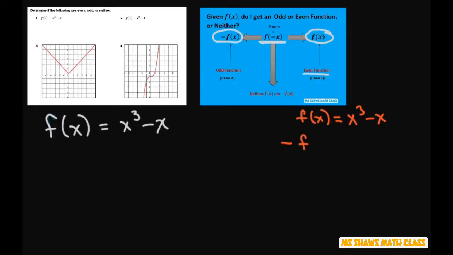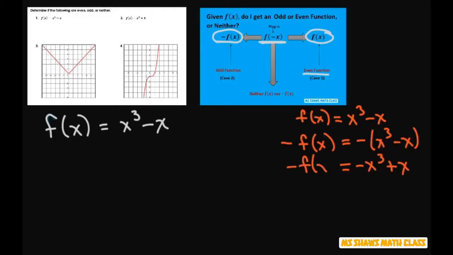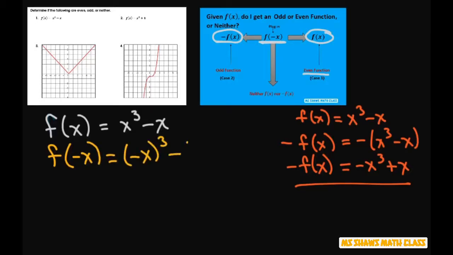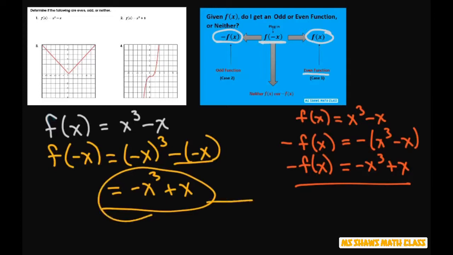So negative f of x equals negative x cubed minus x, which equals negative x cubed plus x. So this is what the negation would be. So let's test it out. Let's go over here and plug in negative x. So we plug in negative x cubed minus a negative x. So this is going to end up being negative x cubed, and that's going to be plus x. Since it looks like this one, that means it follows this case too, and this is going to be odd.